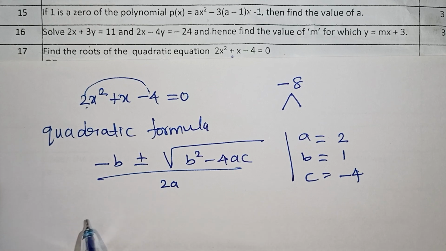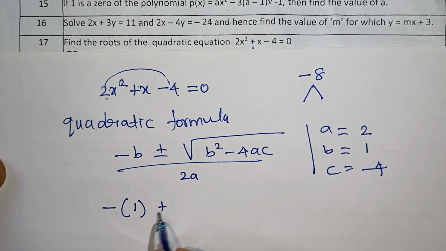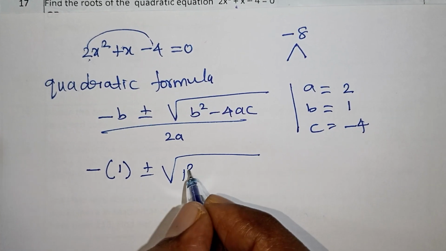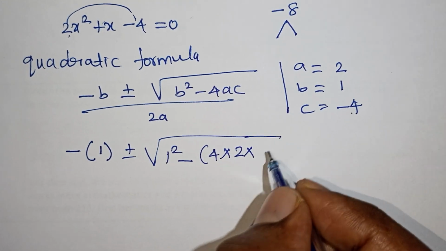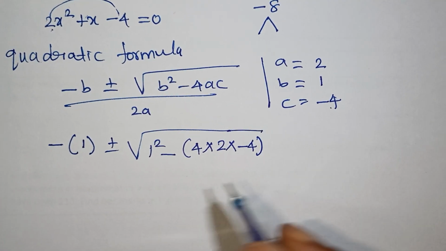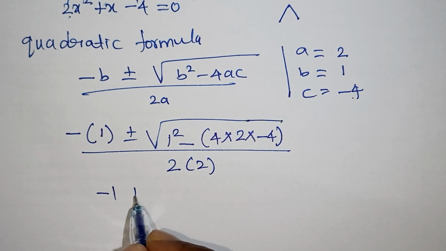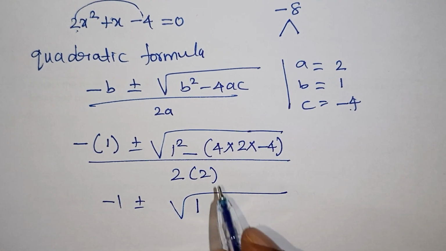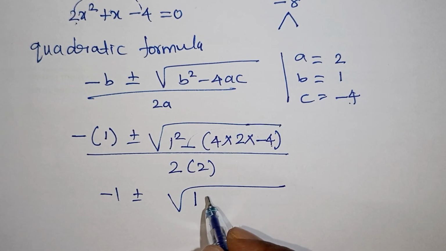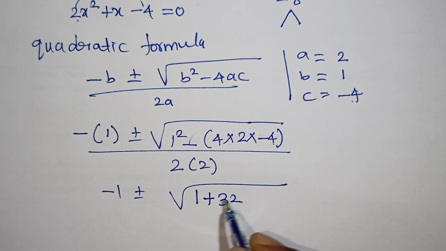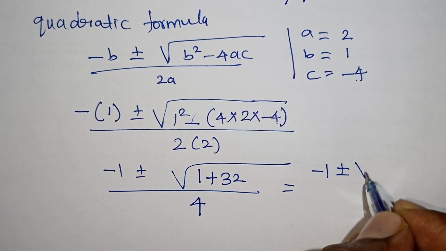Let's substitute here. The minus let's keep as it is. In the place of b, you have to take this 1. Plus or minus root of b squared, so 1 squared, minus 4 multiplied by a multiplied by c value, minus 4. You have to take along with the minus 4, divided by 2 into a value 2. Now minus 1 plus or minus root of 1 square is 1, minus into minus plus 4 4s are 16, 16 2s are 32, divided by 2 2s are 4.